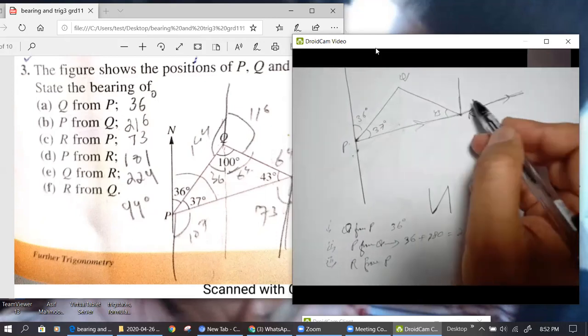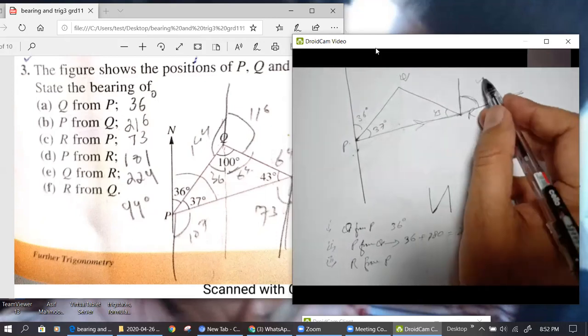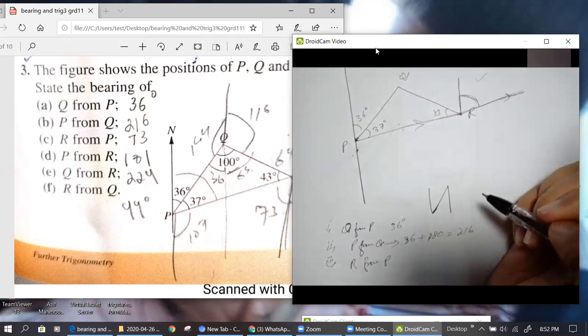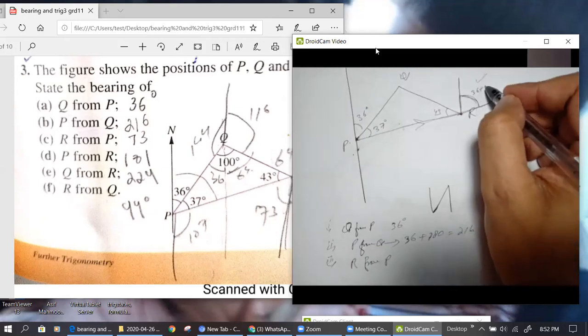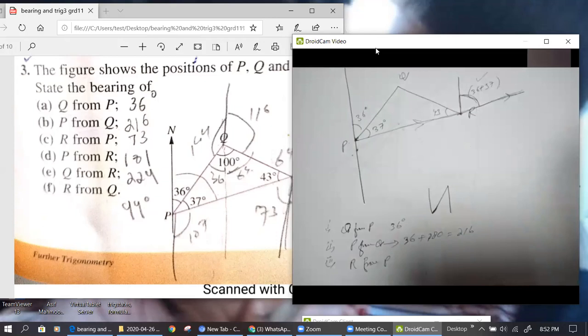So my angle is 73, because 36 plus 37. You are so genius. 36 plus 37, because you used the corresponding angle. Very nice, 73. If the answer is given, it's big support.